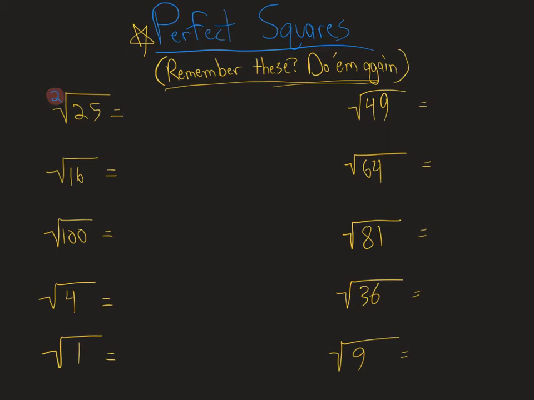All right, let's check. Square root of 25 is 5. 16 is 4. 100, 10. 4 is 2. Square root of 1 is 1, because 1 times itself is still 1. 49 square root 7. 64 square root 8. 81 square root 9. 36 square root is 6. And the 9's square root is 3. Okay? Those are important to have memorized. You're going to be using those in upcoming problems here.